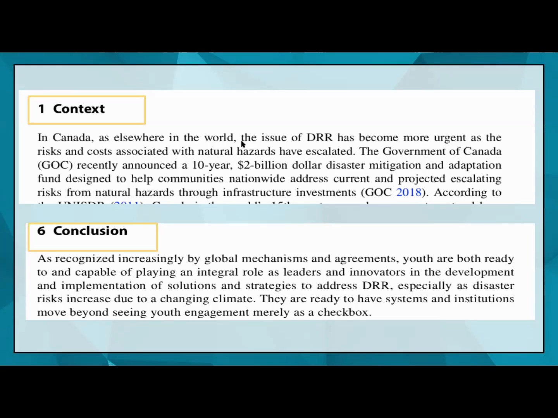You find out what it is that they found based on their research. You can see here, especially in disaster risk due to changing climate, they are ready to have systems and institutions beyond seeing youth engagement merely as a checkbox. So you see that based on this research and the methodologies, they found that they're beyond seeing youth, and then they'll go and explain why.